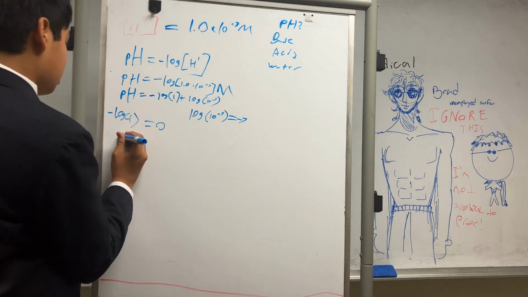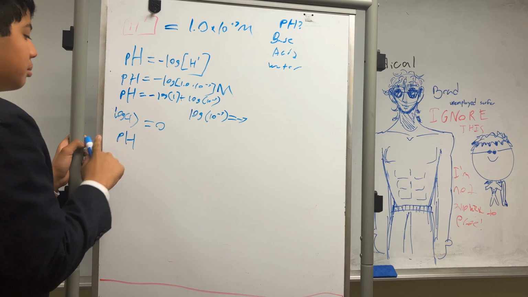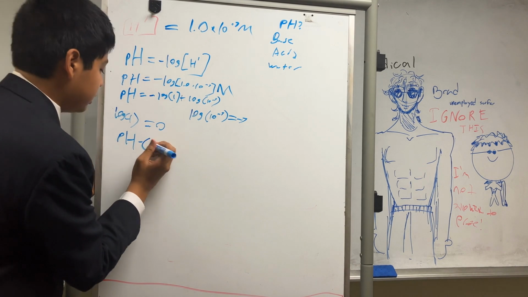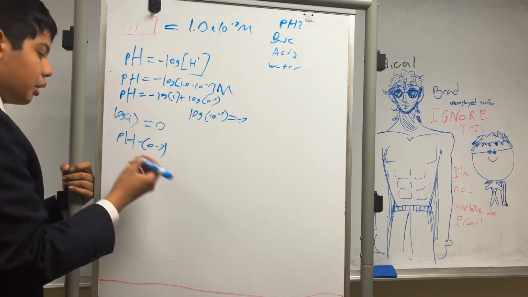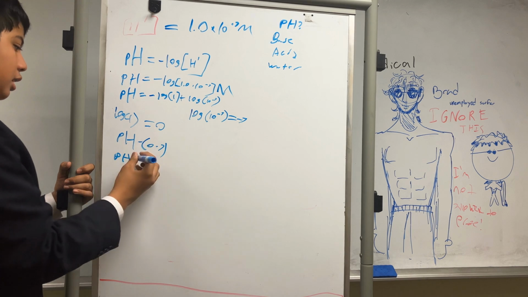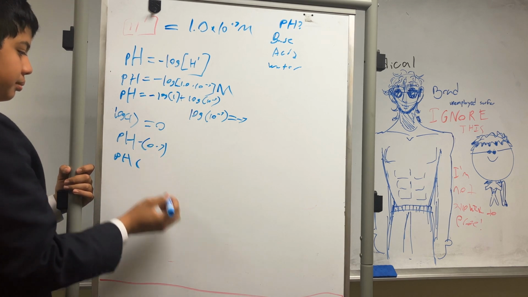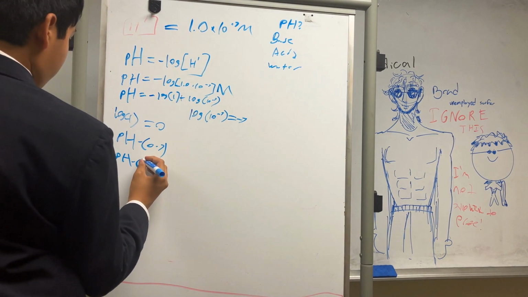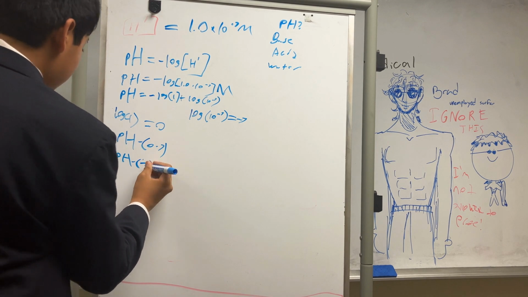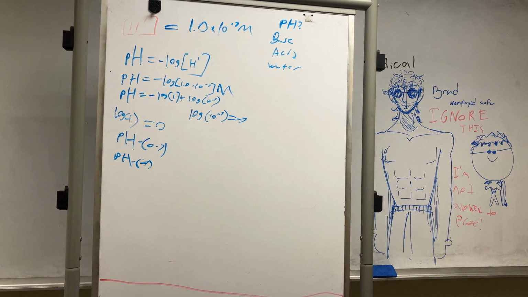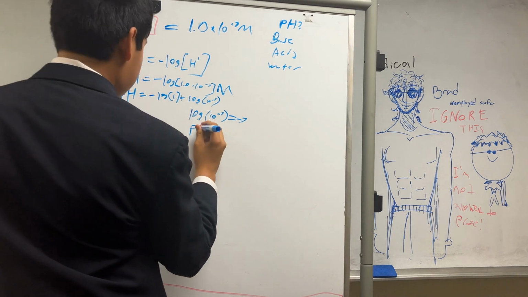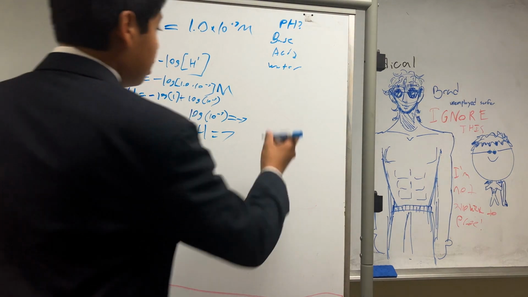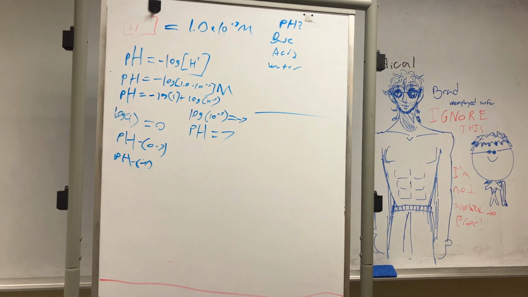So the pH would be the negative of 0 plus negative 7. So pH would be equal to negative of negative 7, and then I would make the pH 7.